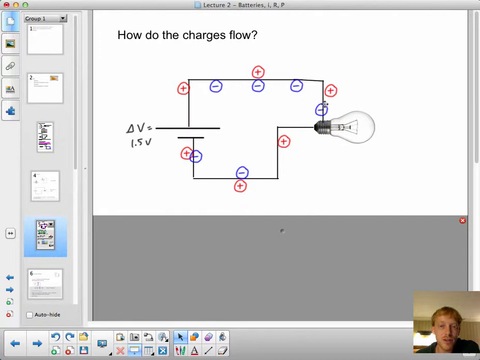The negative charges flow around towards higher voltage. Of course, it happens all at once rather than one after the other, but I can only drag one of these charges around with my mouse at a time. And that's the end of that story. Or is it?